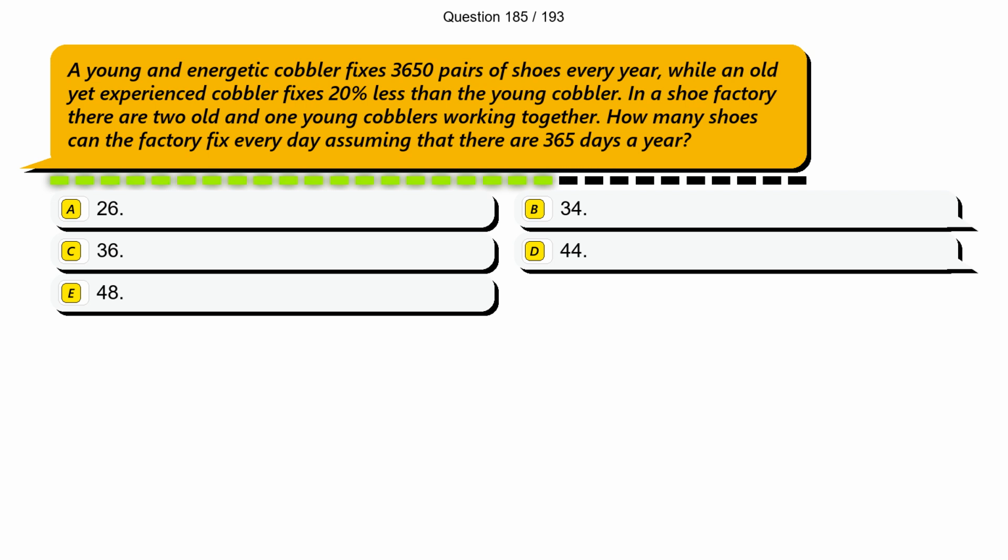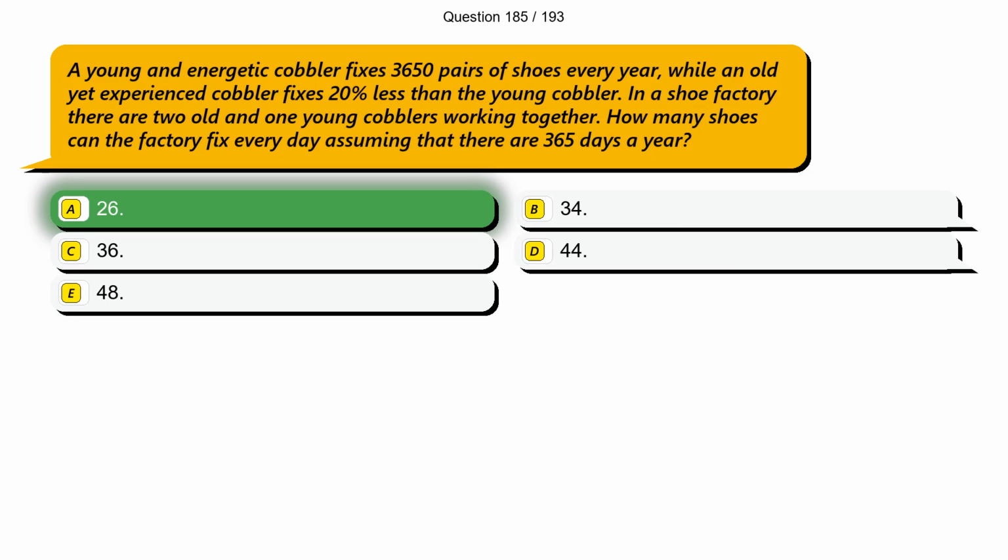Question 185. A young and energetic cobbler fixes 3,650 pairs of shoes every year, while an old yet experienced cobbler fixes 20% less than the young cobbler. In a shoe factory there are 2 old and 1 young cobblers working together. How many shoes can the factory fix every day assuming that there are 365 days a year? Option A 26, option B 34, option C 36, option D 44, option E 48.